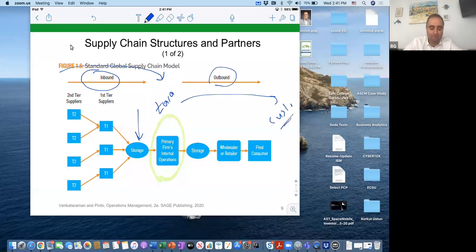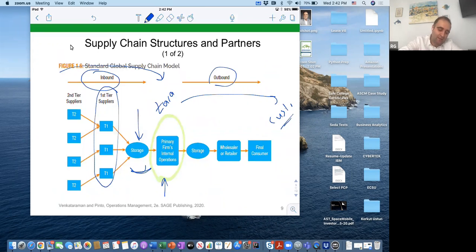So for example, Zara's first tier suppliers would be the companies providing them the fabric, or the paint, or some consulting work for the designers, right? So the first tier suppliers are the companies producing for Zara the immediate goods or needs or the raw materials that they need to keep their operations running here in the primary company stage. Usually there's a storage in between Zara and the first tier suppliers.